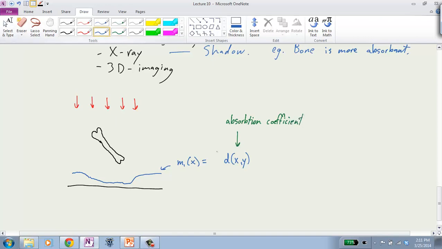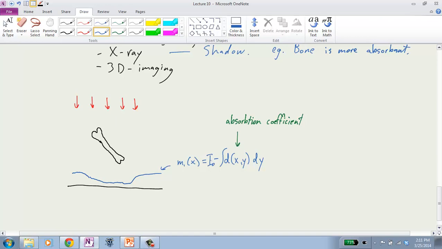And what we get then is an integral of this along the y direction. So we get some base intensity that we would get if nothing was there, minus something related to the integral of the absorption. All right, because what's happening is the light has to go down the whole vertical lines and get absorbed the whole way, right?